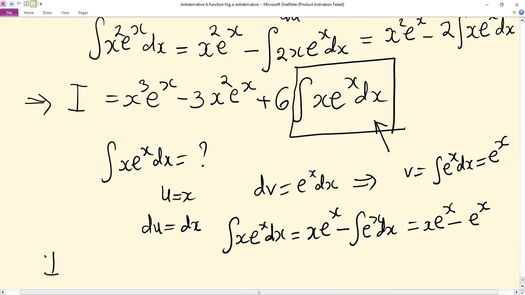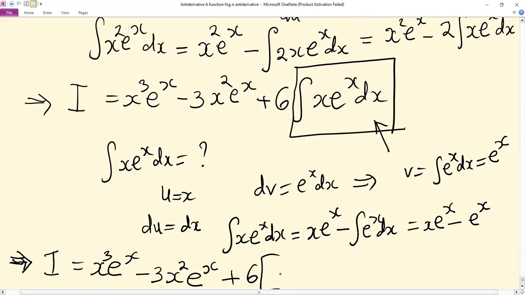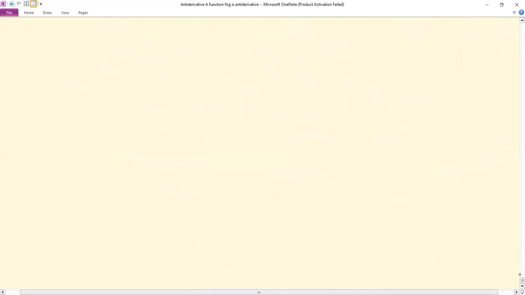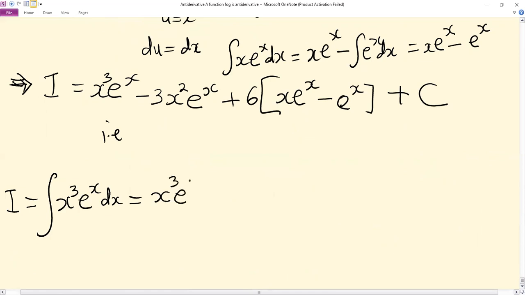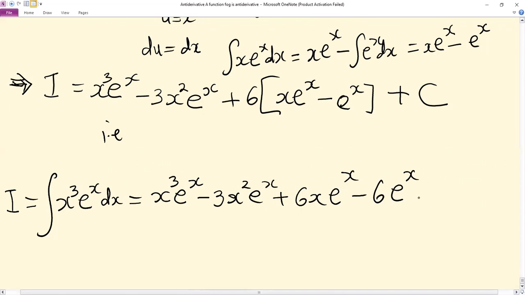So therefore, this integral I will be x power 3 e power x minus 3 x squared e power x plus 6 into x e raised power x minus e raised power x. So I've just replaced this one into this part, but then I add the constant of integration. So when I simplify, I'll get the integral of x power 3 e raised power x dx is x power 3 e raised power x minus 3 x squared e raised power x plus 6 x e raised power x minus 6 e raised power x plus c.